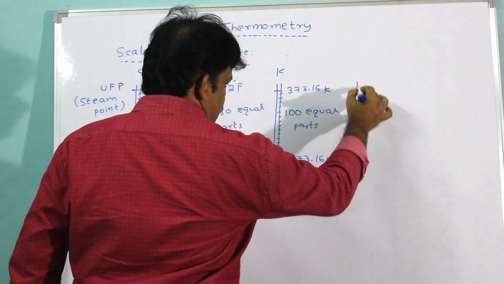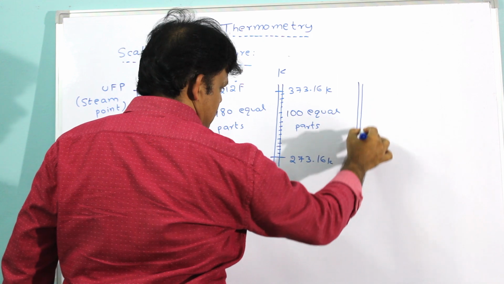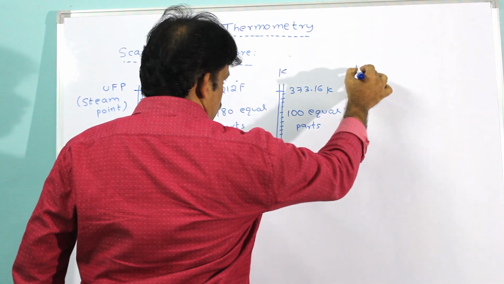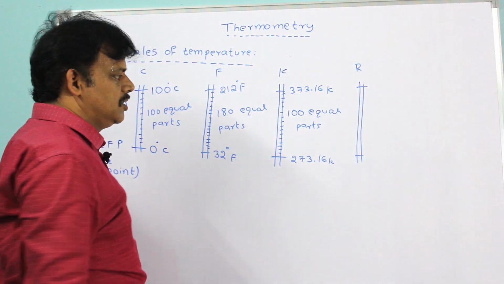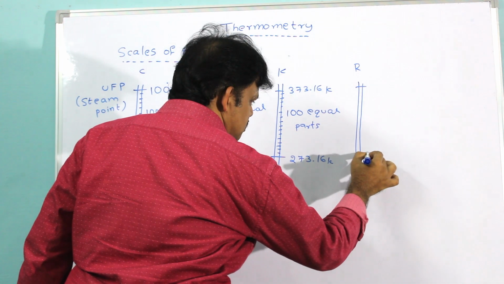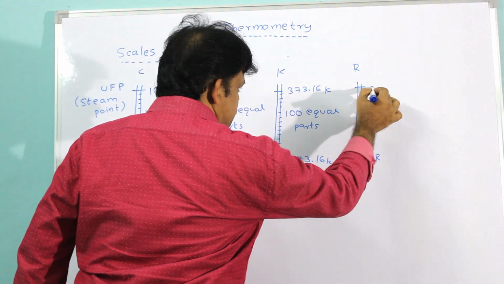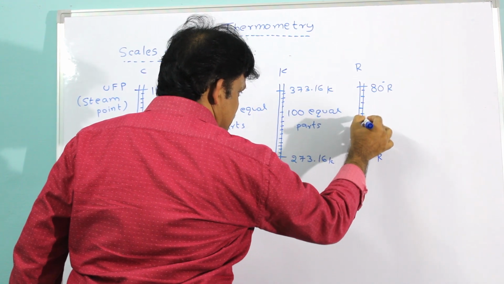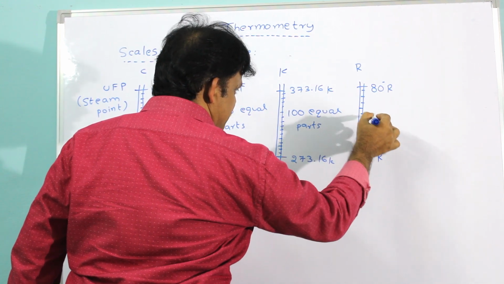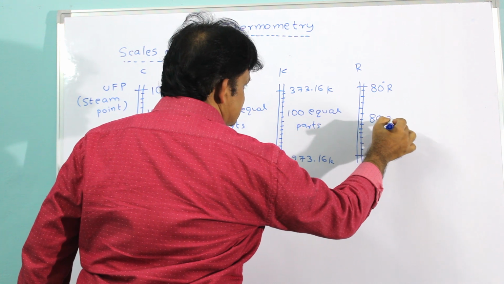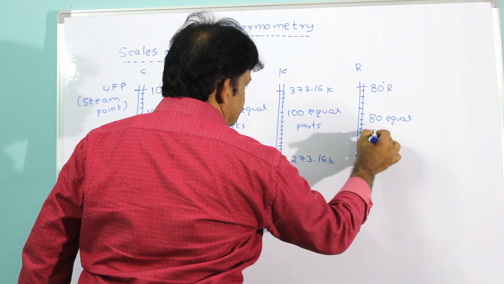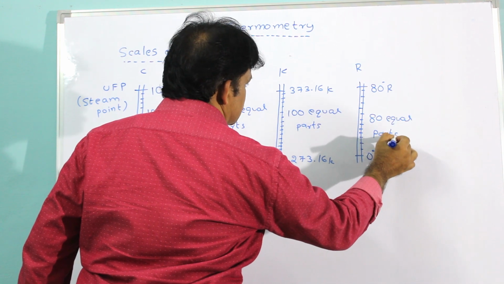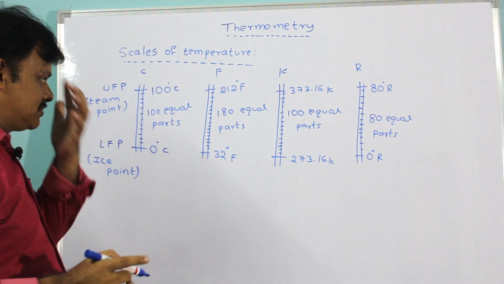Let us discuss the Reaumur scale, R-E-U-M-E-R. The lower fixed point is at 0 degree Reaumur, the upper fixed point is at 80 degree Reaumur, and the gap is divided into 80 minus 0, nothing but 80 equal parts. Each part corresponds to 1 degree Reaumur.